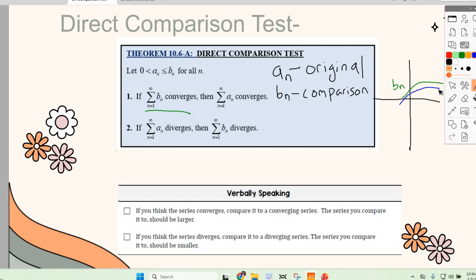Now, on our second one, this time our A sub n is our comparison, and our B sub n is our original.